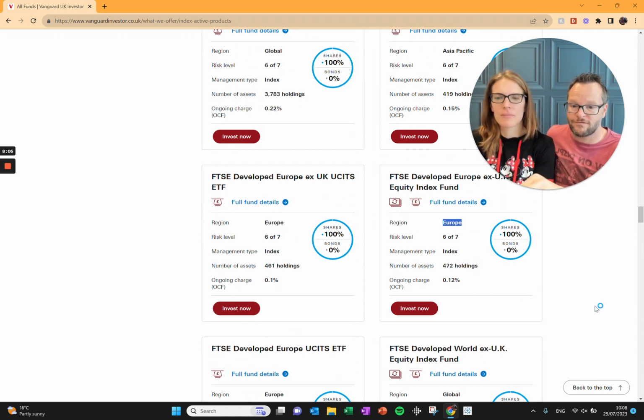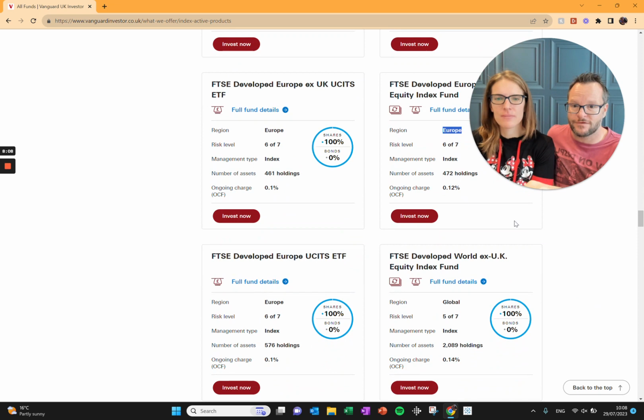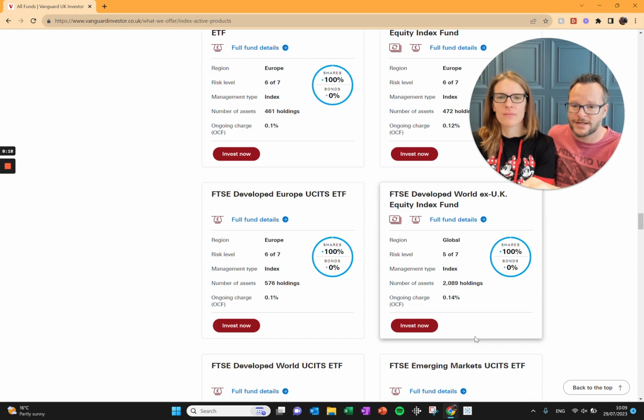That one word difference makes all of the difference, because you go from having 472 companies in this fund to over 2,000 companies in this one. So it's far more diversified. So this here, FTSE Developed World ex-UK Equity Index Fund, is where nearly all of our own personal money is invested. And people say, why ex-UK? Well, that's the fund that's offered, and we're trying to be as globally diversified as possible.